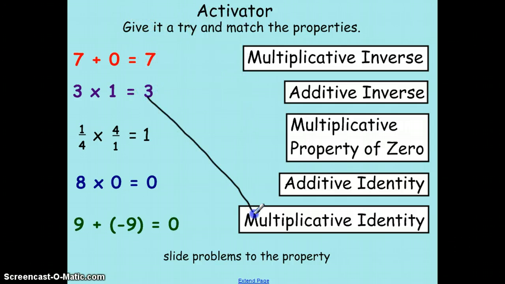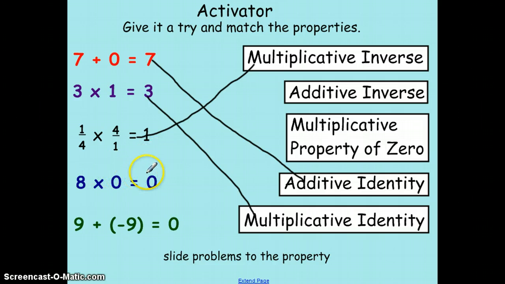So let's draw a line here, and we said this was here. Now, 1/4 times 4 over 1 equals 1. Well, I know that this is the reciprocal. This is the opposite, and it equals 1. So it's not adding, and it's not multiplying and giving me 0. So I'm thinking this is probably the multiplicative inverse, because 1 over 4 and 4 over 1 are the reverse of each other. Alright, so let's keep going.